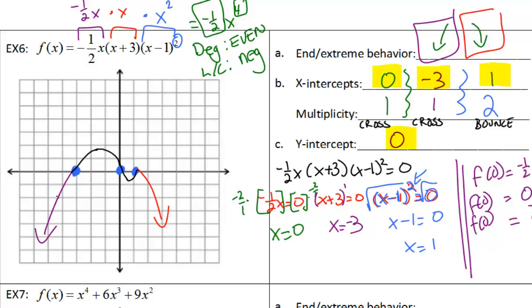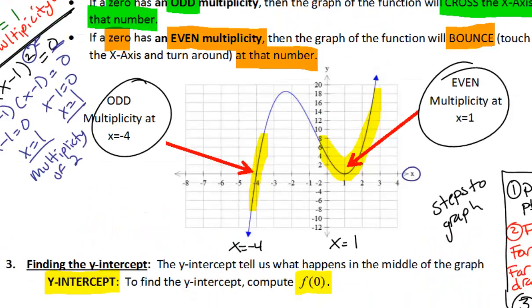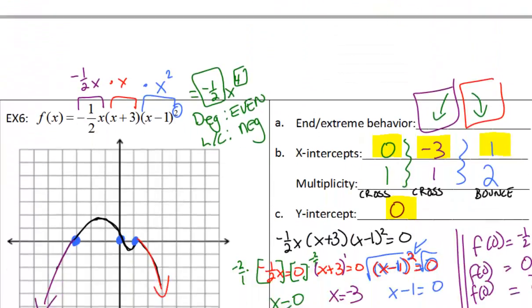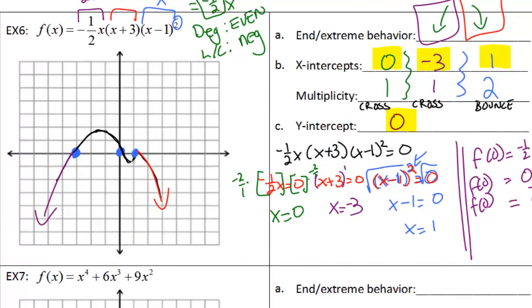So when you cross, you go from one side of the x-axis to the other. When you bounce, you touch and you turn around. Which way do you touch and turn around? It depends on which way you were going. So see, I came in from the bottom, so I need to go back down. If I'm coming in from the top, kind of like we had on the example I gave here that was already graphed for you, see, I came in from the top, turned around, went back up. So the bouncing depends on which way you were coming in from. This happens to be I was going in from the bottom, so I need to go back down. This here is the graph of my function negative 1/2 x times x plus 3 times x minus 1 squared.